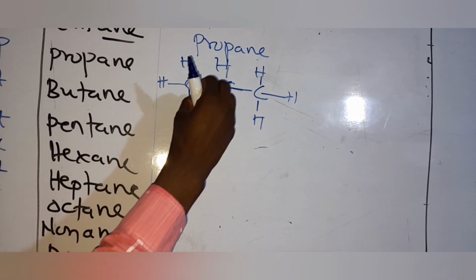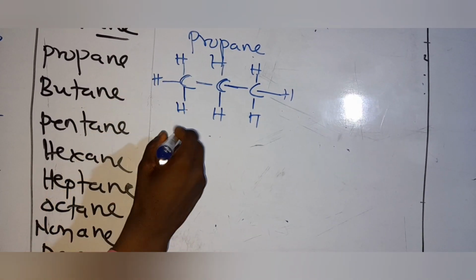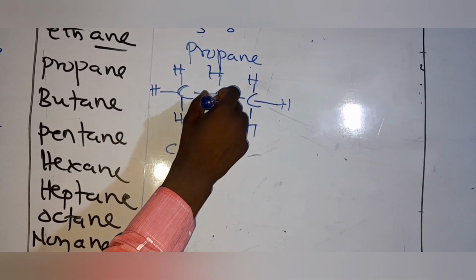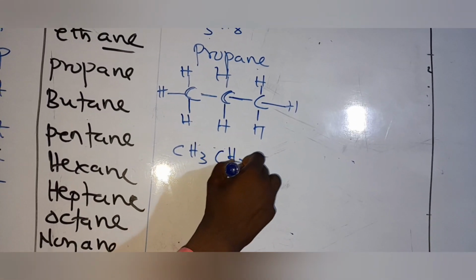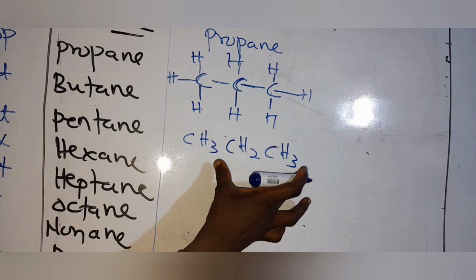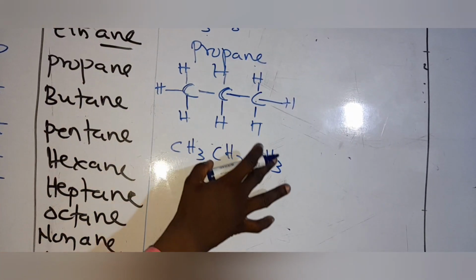Now this one you can condense again. If this is the open structure, we can condense it. For this C, how many H do we have? We have 3H. For this C, we have 2. For this C, we have 3. So this is called propane. Now let's take other examples as well.